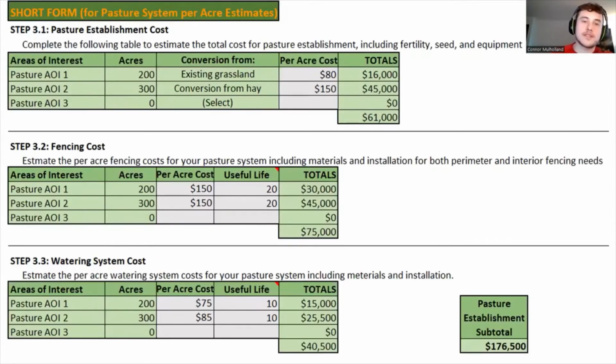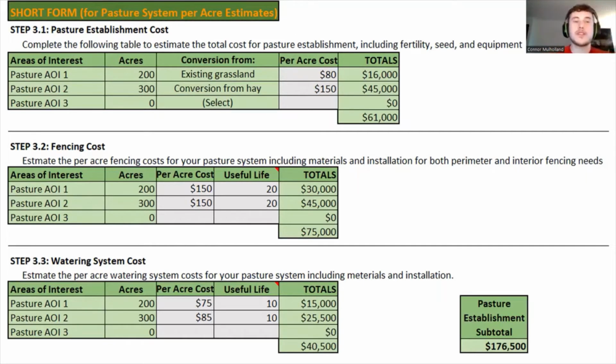And this is, as a specialist, since you do have a good context of what these kinds of things cost, or maybe even what they cost in certain areas of Wisconsin, you would go ahead and most likely use this per acre short form. But if you're completely clueless, go through the long form. It's pretty much the same thing. It's just asking you the exact specifics of all of these cost measures.